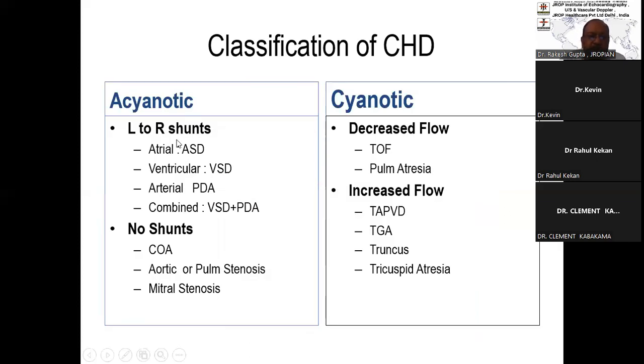So shunts: ASD, VSD, PDA, combined VSD and PDA. No shunts: coarctation of aorta, aortic stenosis, pulmonic stenosis or mitral stenosis. Cyanotic, we have a chunk of cyanotic heart disease. We'll take that chunk after 2 weeks. After next week, we'll do a live demonstration followed by cyanotic congenital heart disease. In cyanotic, as I said, decreased blood flow is TOF or pulmonic atresia. Increased flow includes all kinds of abnormality which you see.